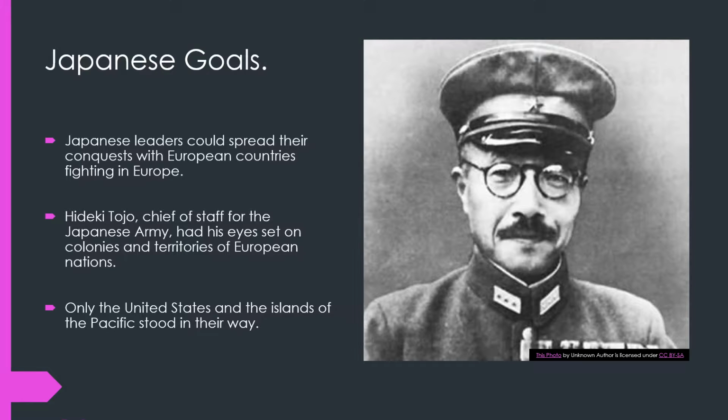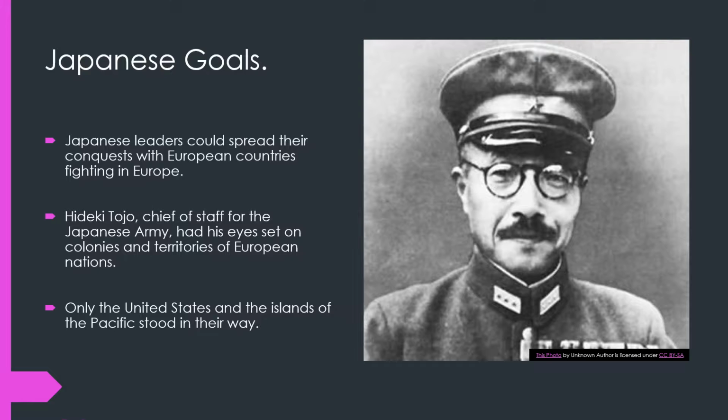So, Japanese goals. Japanese leaders could spread their conquest while European countries such as Germany, France, England, and Italy were all fighting in Europe. Japan would have felt that it was free to expand its own goals because the fighting was going on in Europe, so nobody could stop them in Asia or the Pacific.